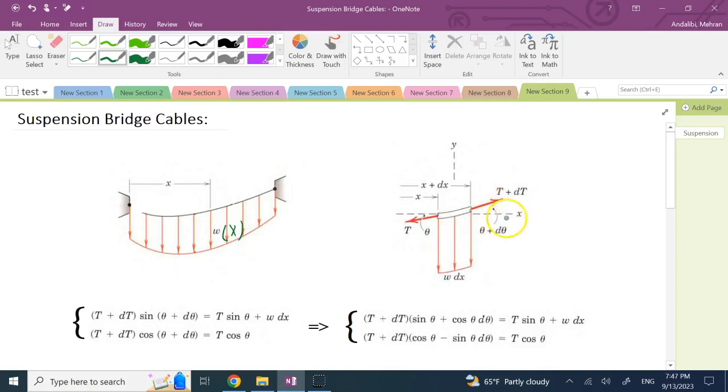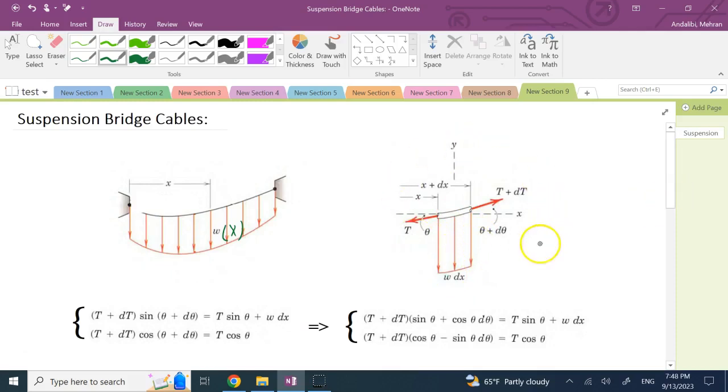So they change, and we show these changes by d theta and dT, and the amount of vertical load on that small portion of the cable is going to be W times dx, where the length of this is dx approximately. Remember, W is load per length, so you need to multiply it by the length to get the total force. Although there is some y variation as well, since this dx is very small, the length of the cable is almost the same as dx, so it's W dx.